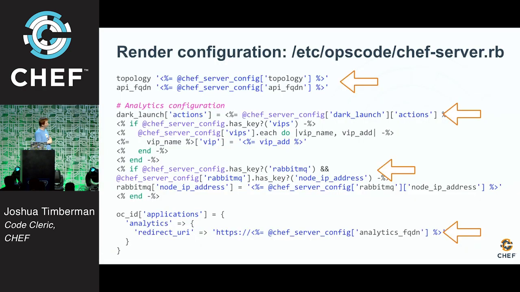So I'm going to render the configuration from this template, and the topology and the API FQDN came from the data bag. I've got all this analytics configuration that comes from the data bag, and then I'm configuring OCID, which is the OAuth2 app, so it can talk to analytics and be able to authenticate the analytics app.